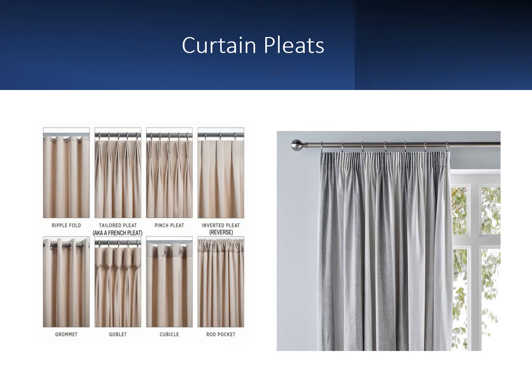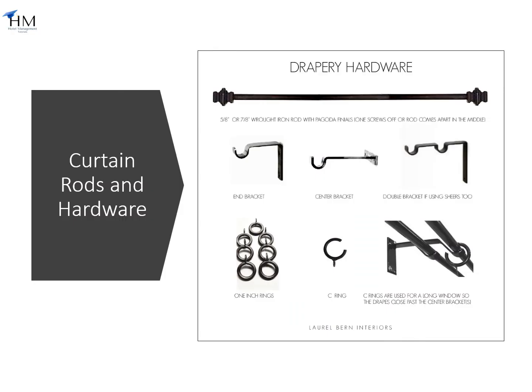Now let us move towards the curtain pleats. Different types of pleats are used by customers for decorative purposes and according to requirement. You can check in the picture. Number 1 is ripple fold, second is tailored pleat, third is pinch pleat, fourth is inverted pleat, number 5 grommet, number 6 goblet, number 7 cubicle, and number 8 is rod pocket. The drapery hardware includes different types of rods, brackets, and hooks.